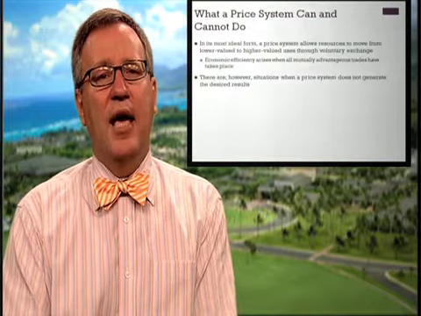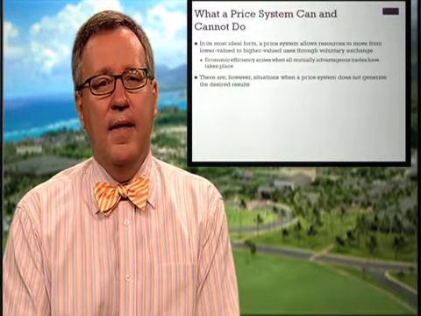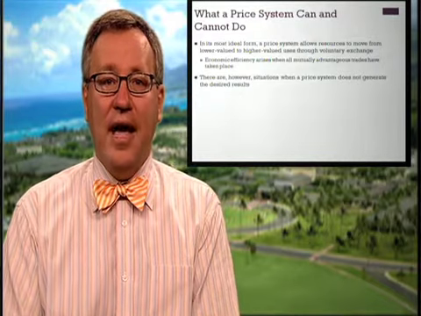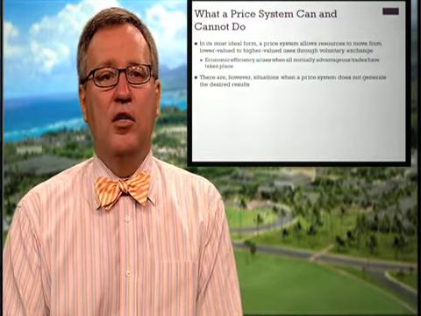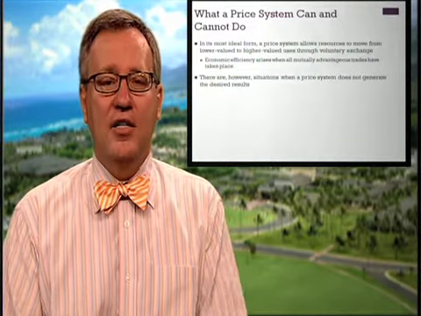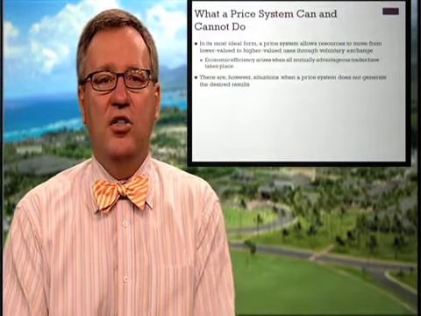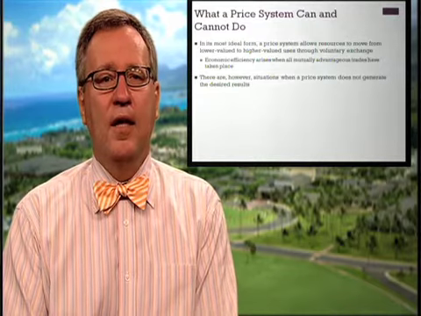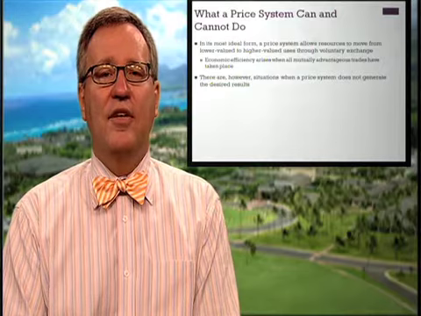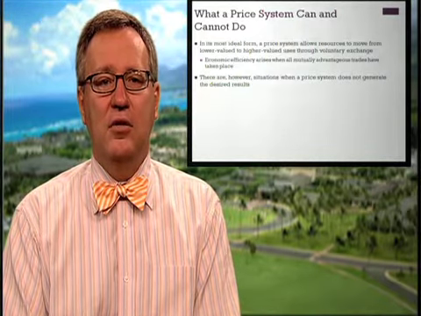What a price system can and cannot do. In its most ideal form, a price system allows resources, or land, labor, and capital, to move from lower valued to higher valued uses. And it does that through the market, through this voluntary exchange that we've talked about. Economic efficiency arises when all mutually advantageous trades have taken place.